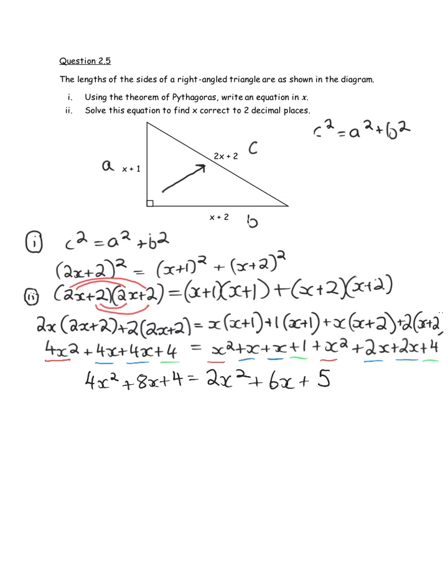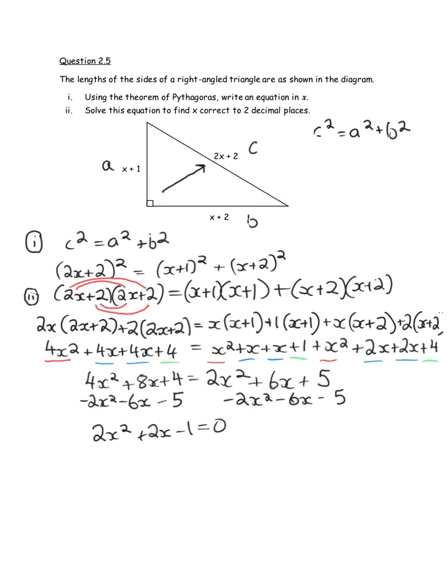So I'm going to bring everything over to the left hand side. So from both sides I'm going to minus 2x squared minus 6x minus 5. So we'll end up here with minus 2x squared minus 6x minus 5. So we're going to be left with 2x squared plus 2x minus 1 is equal to 0.